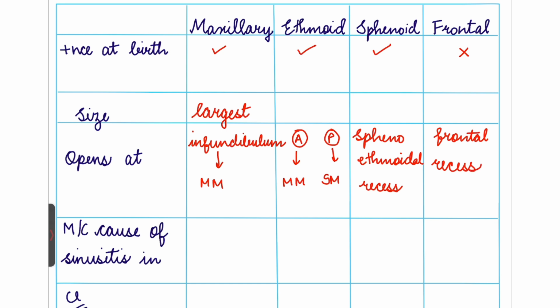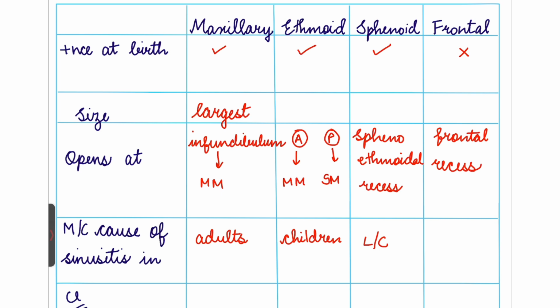Maxillary sinusitis is the most common cause of sinusitis in adults, and ethmoid sinusitis is the most common sinusitis in children. Sphenoid sinusitis is the least common type of sinusitis known.